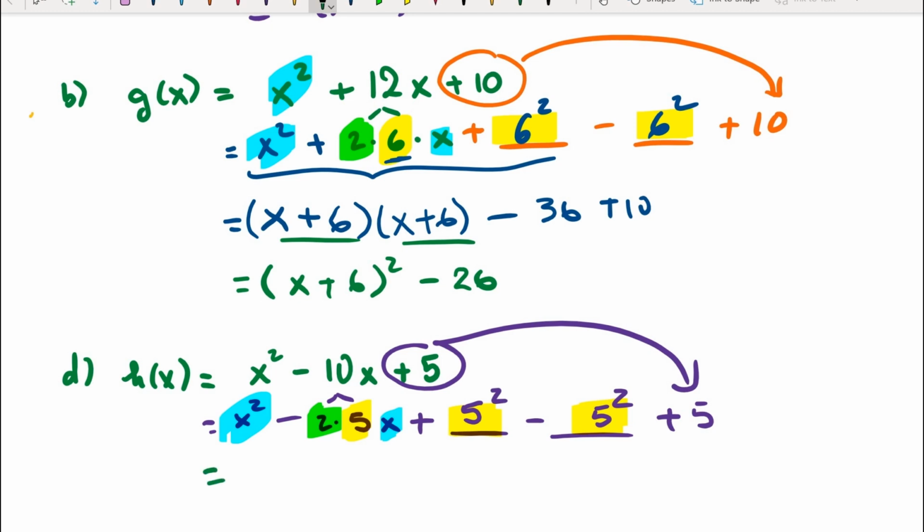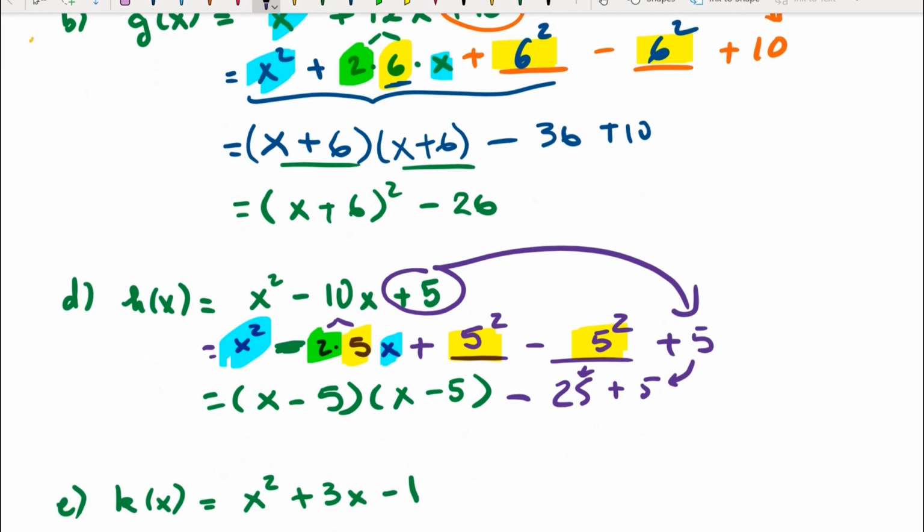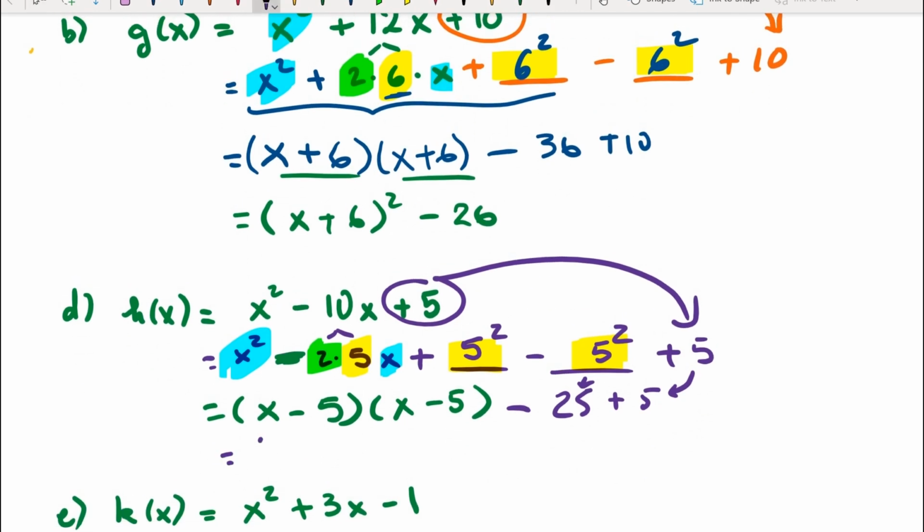This will be x minus 5, because it's negative this time, times x minus 5. Minus 5 squared is 25, plus 5 from this. Okay, so that will be x minus 5 squared, minus 25 plus 5 is minus 20. Okay.